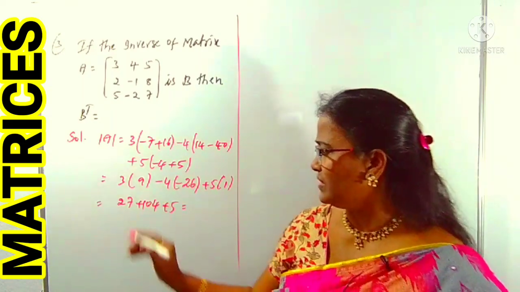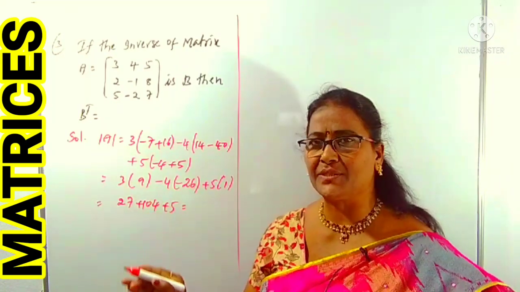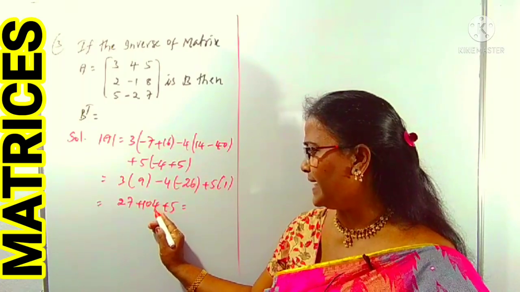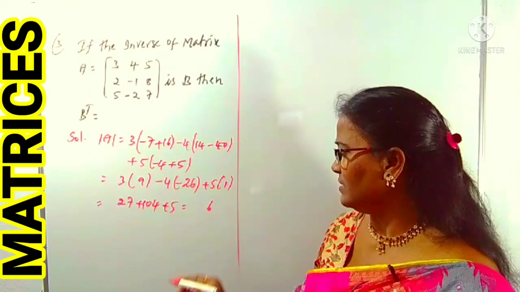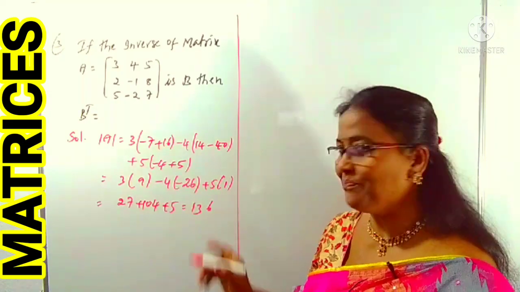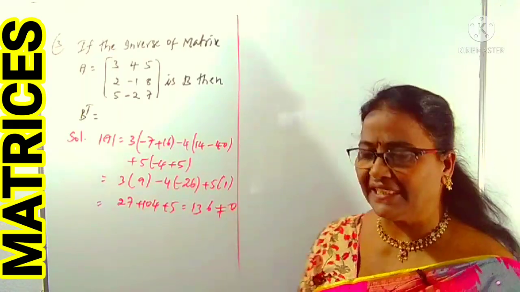What is the answer for this one? 9 3 is 27, 4 6 is 24, 4 2 is 8, 8 plus 2 is 10, plus 5. Now 5 plus 4 is 9, 9 plus 7 is 16, 6 1. So by addition we can get the 136. Is it 0? The determinant is not equal to 0, then only the inverse exists. We got that A matrix.